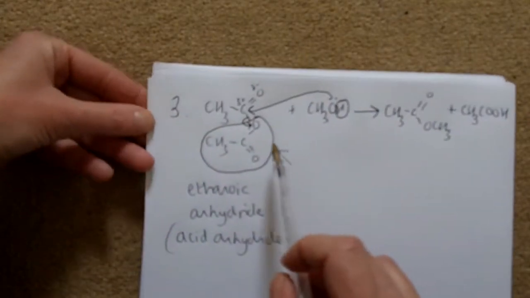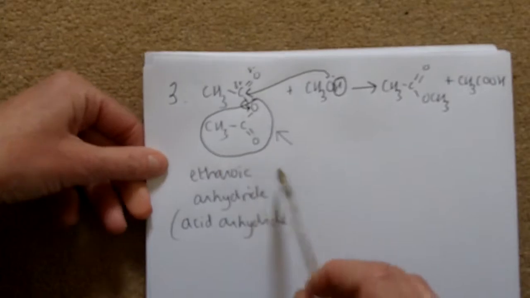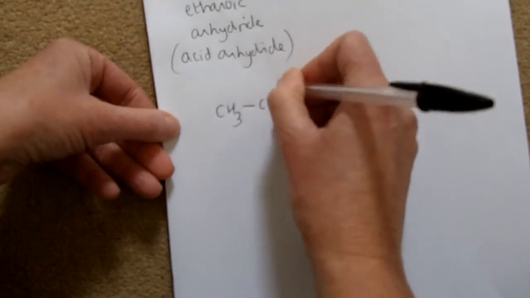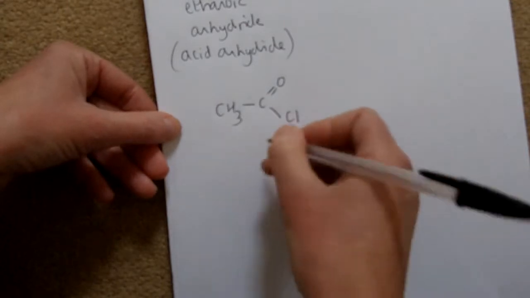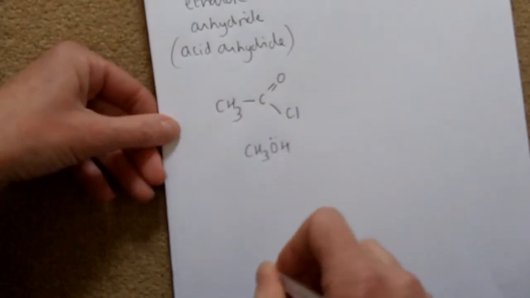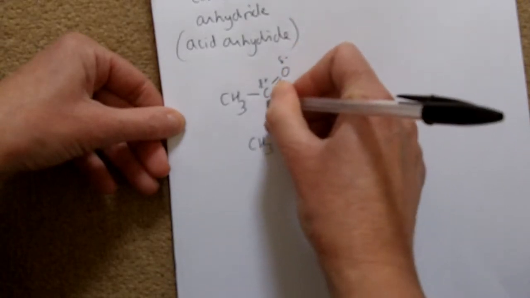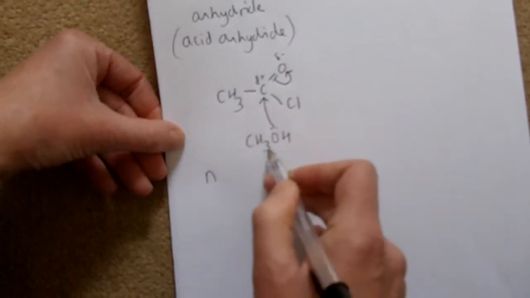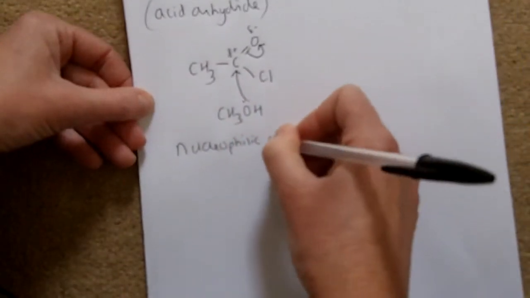Let's look in a little bit more detail at what is happening here, the same with an acyl chloride, which is the most reactive. You've got your alcohol, your lone pair of electrons, and slightly positive, slightly negative, and this is a nucleophile, so it is a nucleophilic addition reaction.